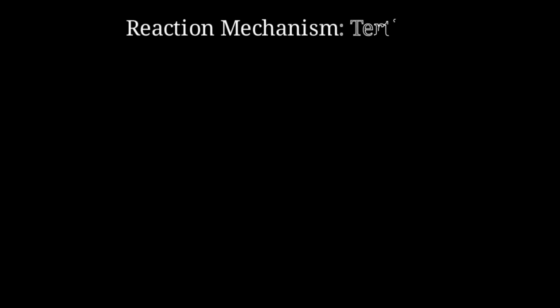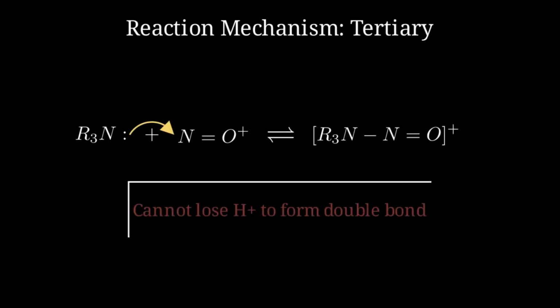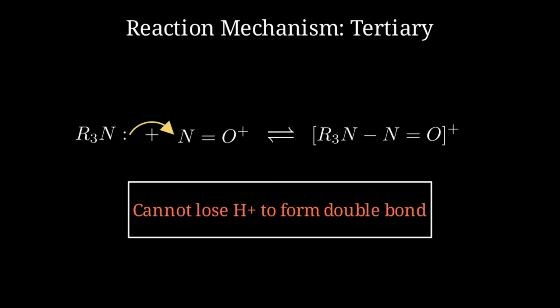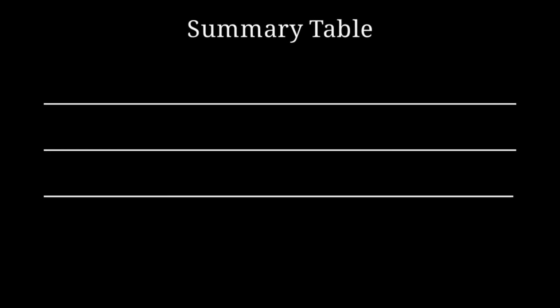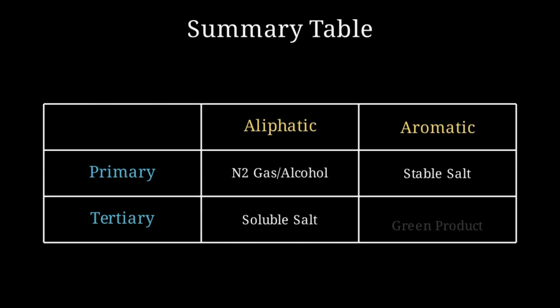Tertiary amines form an unstable N-nitrosoammonium ion. Because there is no hydrogen on the nitrogen to be removed, the reaction cannot proceed toward a diazonium salt, leading back to the salt equilibrium or ring substitution. To summarize, primary aliphatic amines give nitrogen gas and alcohols. Primary aromatics give stable diazonium salts. Tertiary aliphatics form soluble salts without gas, while tertiary aromatics yield green paranitroso compounds.